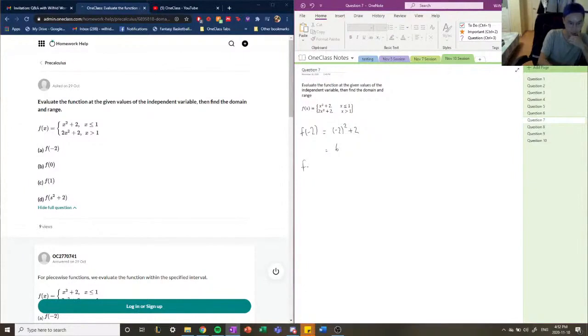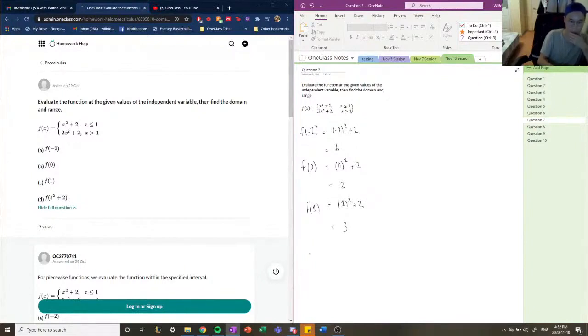How about f of 0? Well, 0 is less than 1, so we're going to use this first equation again. We're going to plug it in. So 0 squared plus 2. Alright, cool. What about f of 1? Well, f of 1 still belongs to the first function because we're including 1 in this first function. So we're also going to calculate using this function. So that'll be 1 squared plus 2, and that equals 3.